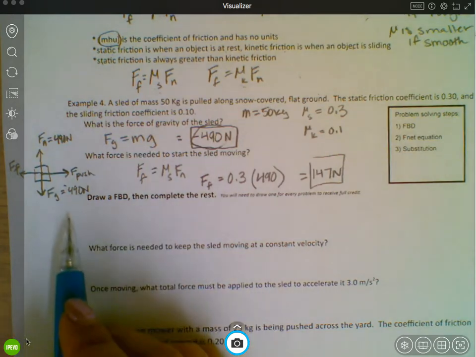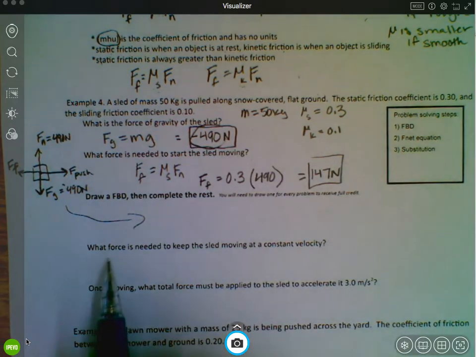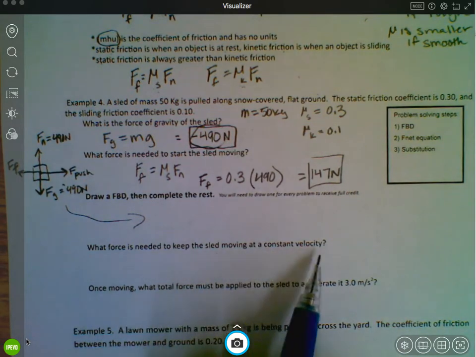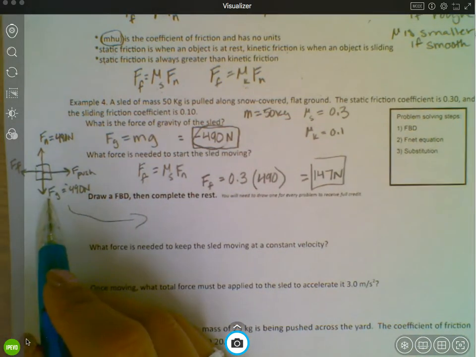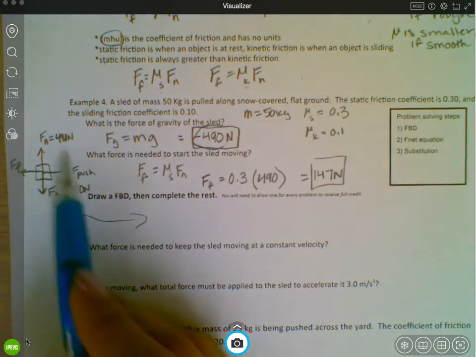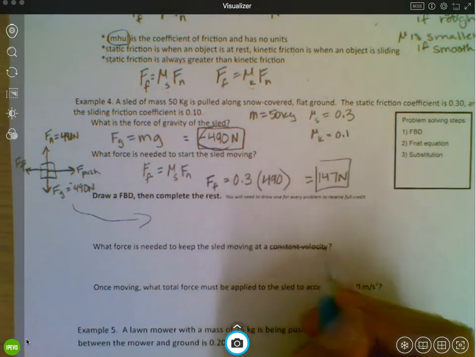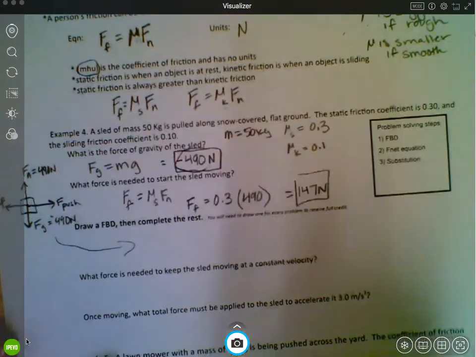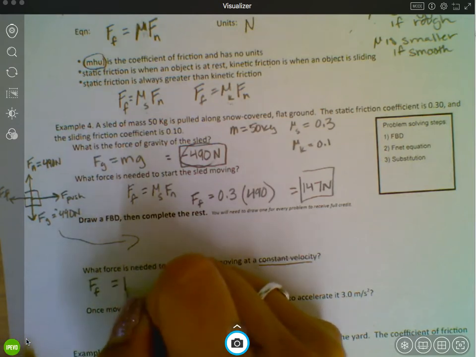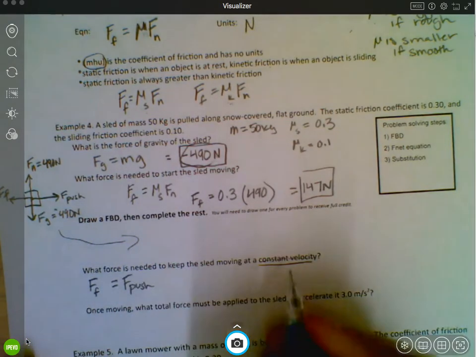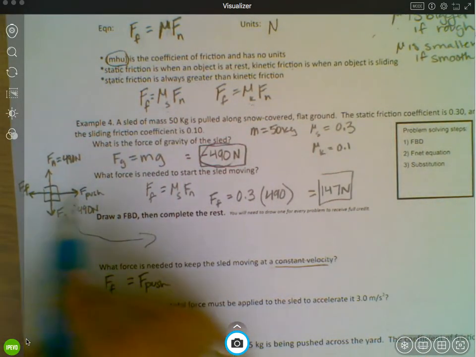All right, we already drew this, so that's fine. Draw the free body diagram and then complete the rest. What force is needed to keep the sled moving at a constant velocity? So now we're assuming it's moving, okay? And the free body diagram doesn't change. It's just that now we're assuming that it's moving, so the force of friction changes. So to keep it moving at a constant velocity, that would mean that the force of friction would be equal to the pushing force, because if they're not equal, then it's accelerating.